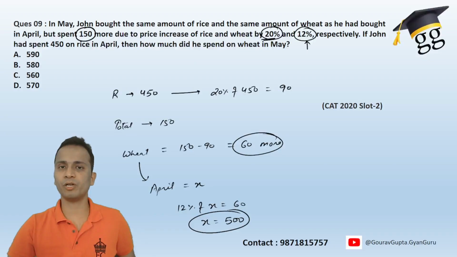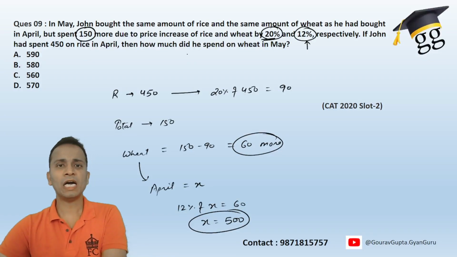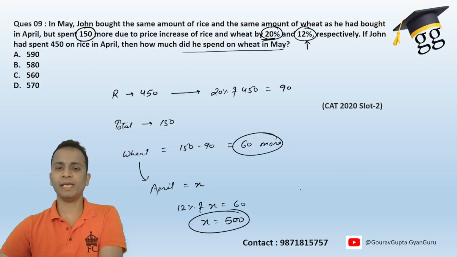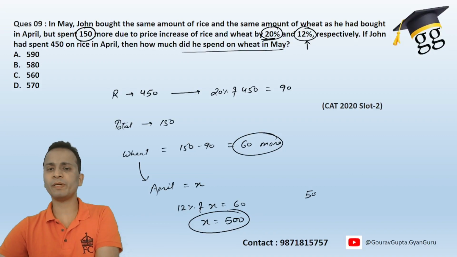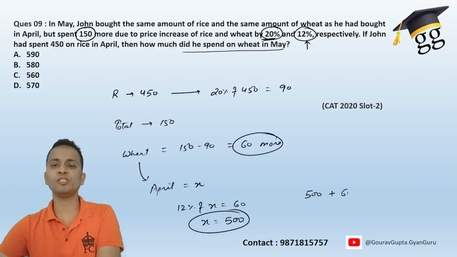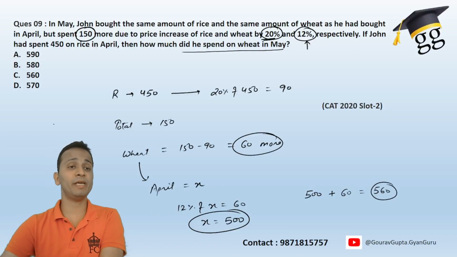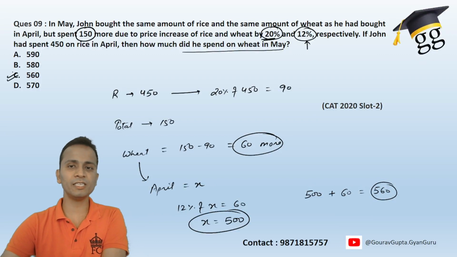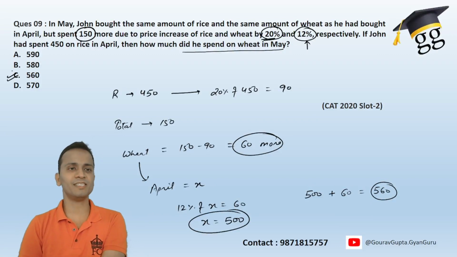What we have to find out? How much did he spend on wheat in May? So April में 500 spend किया था. In May he has spent 12% or 60 rupees more. So the total money that he has spent on wheat in the month of May should be 560. The correct answer will be option C.